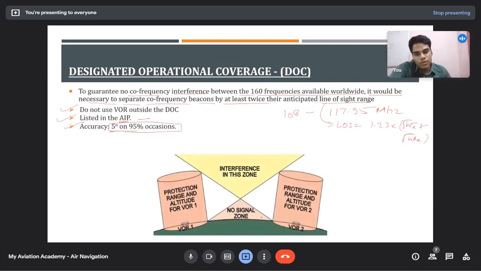This is a DOC. There are two VORs here. Let's say this is Alpha and this is Bravo. When you have two different VORs, you can see the DOC is fixed. This is the area where there will be no signal. Why? You should understand that both of them have VORs, so this is the place where you will find interference.